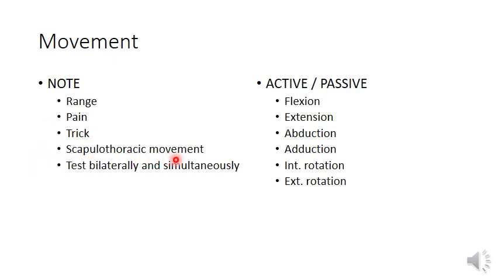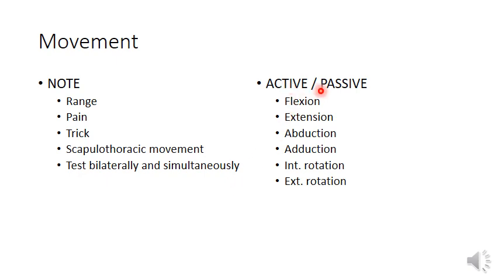The scapulothoracic movements, you need to observe this from the back, whether the scapula also moves along with the shoulder joint beyond 90 degrees. And if possible, try to test it bilaterally and simultaneously. So, what are the tests we need to do?